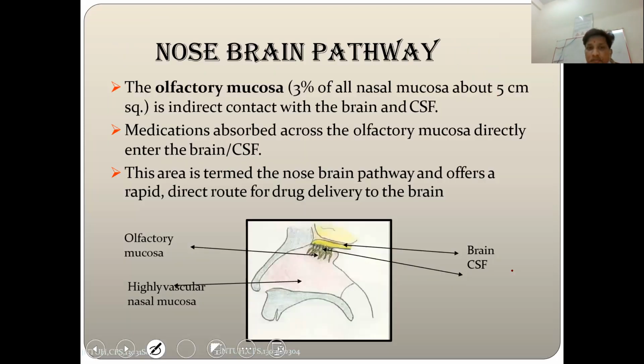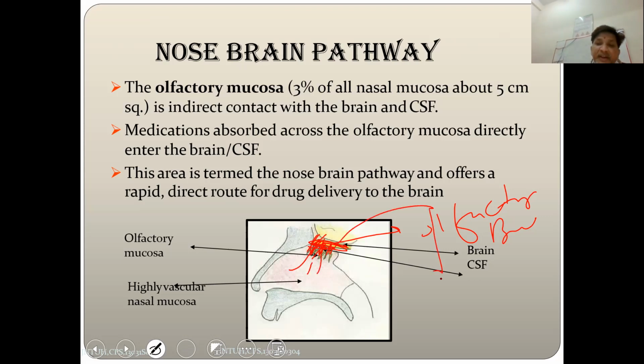So this is the cribriform plate. This is the olfactory bulb. These olfactory neurons pass through or perforate the cribriform plate and appear in the superior part of the nasal cavity, and through this, drugs are absorbed from the nasal cavity and directly drained into the CSF and then into the brain. First CSF and then into the brain.